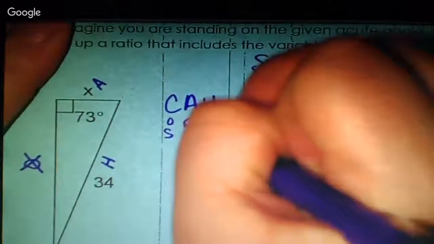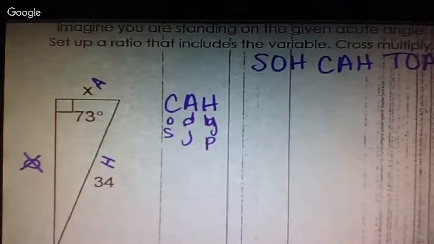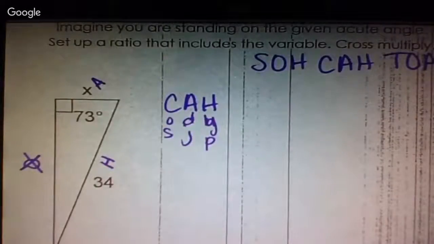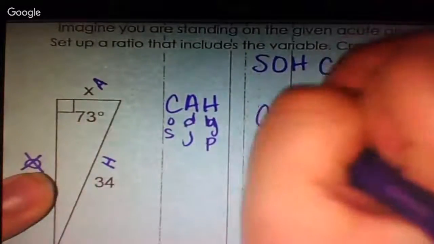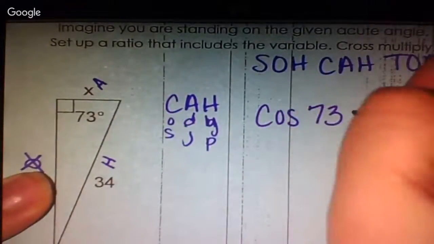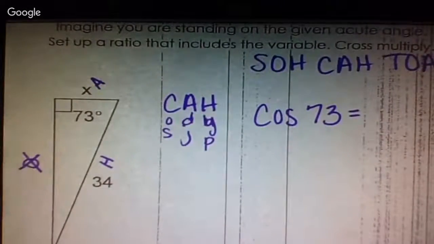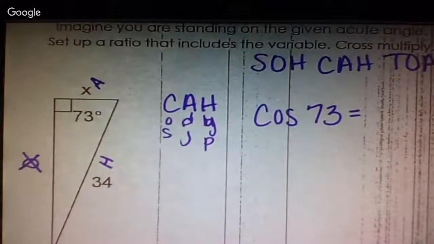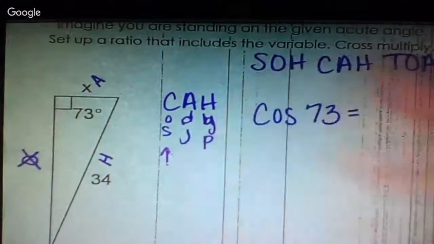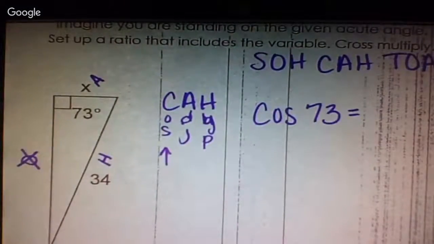Oops, that should be a Y. Okay, cosine adjacent hypotenuse. So we set this up exactly the way you see it. Cosine of my angle, which is 73, equals. After you do cosine and the angle, you put equals every time.